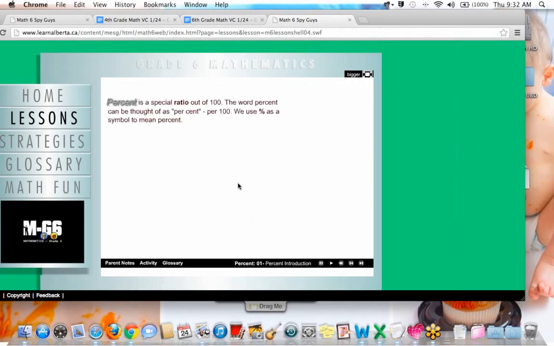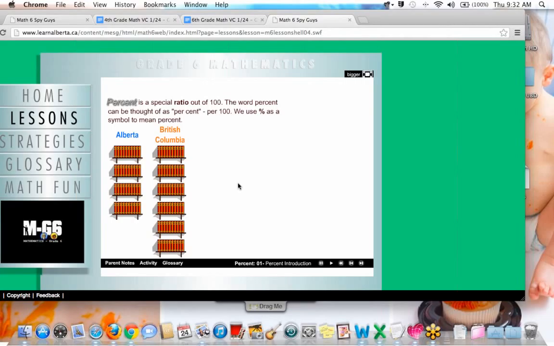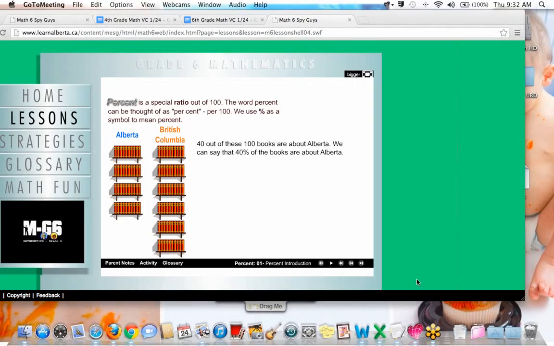Percent is a special ratio out of 100. The word percent can be thought of as per 100. So that's a good thing to always remember. If 40 of 100 books are about Alberta, we can say that 40% of the books are about Alberta. We can also use fractions to express percents. For example, 40 out of 100 books are about Alberta.